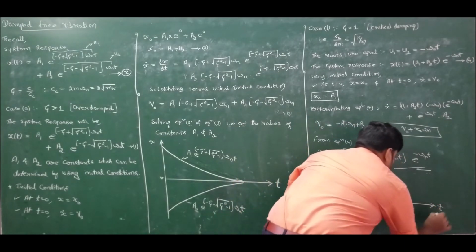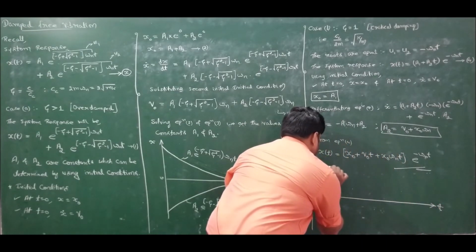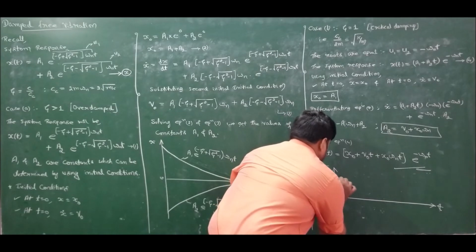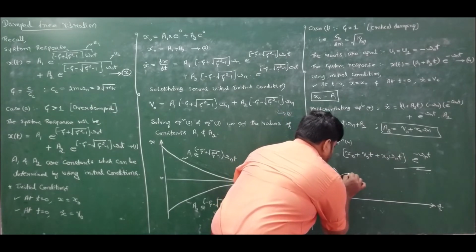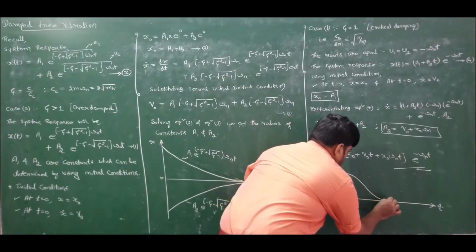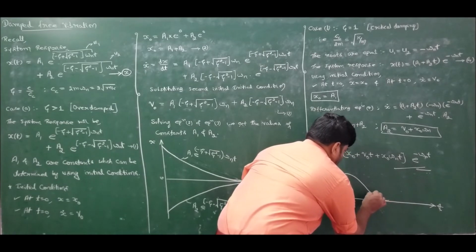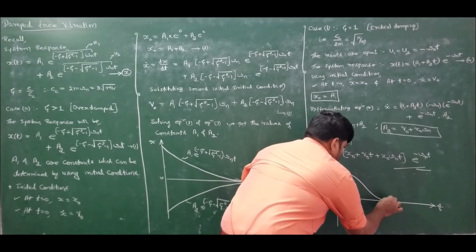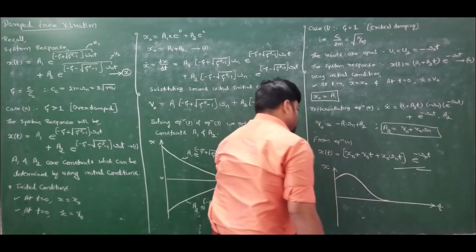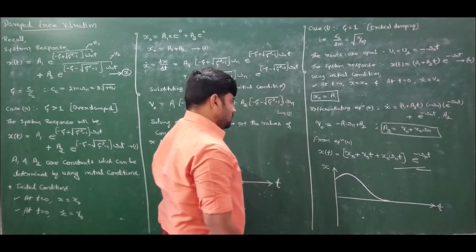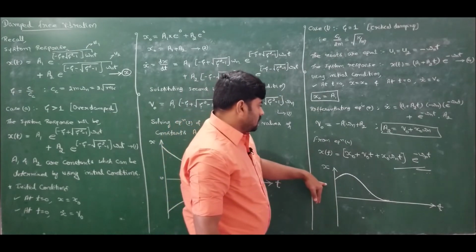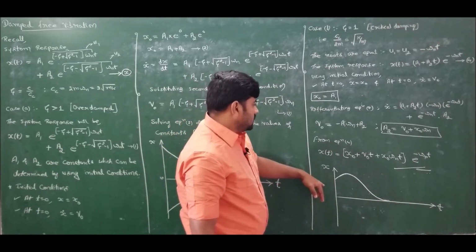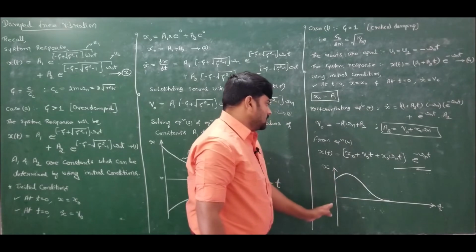This is time t and this is system response or displacement x. So you will get a system response like this. In the least duration of time, the system approaches stability, that is, the vibration vanishes. So this is the system response curve for a critically damped system. This is the time versus displacement plot.